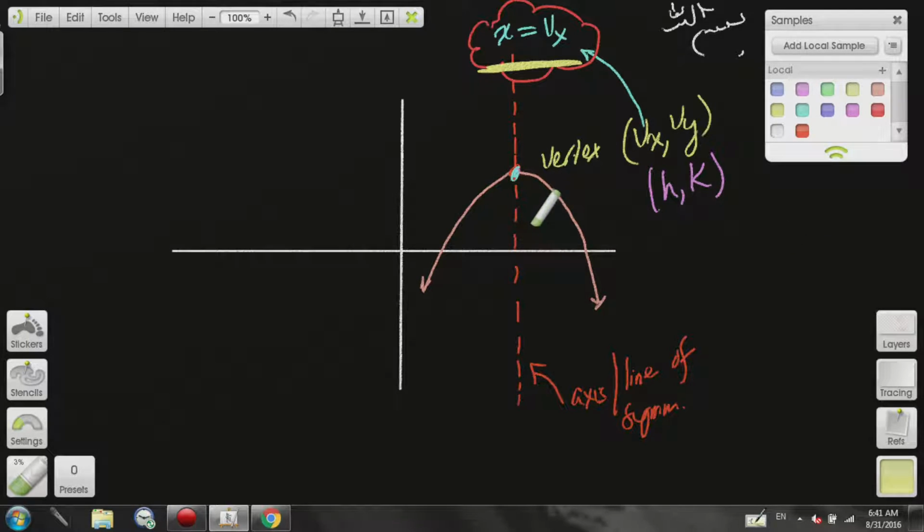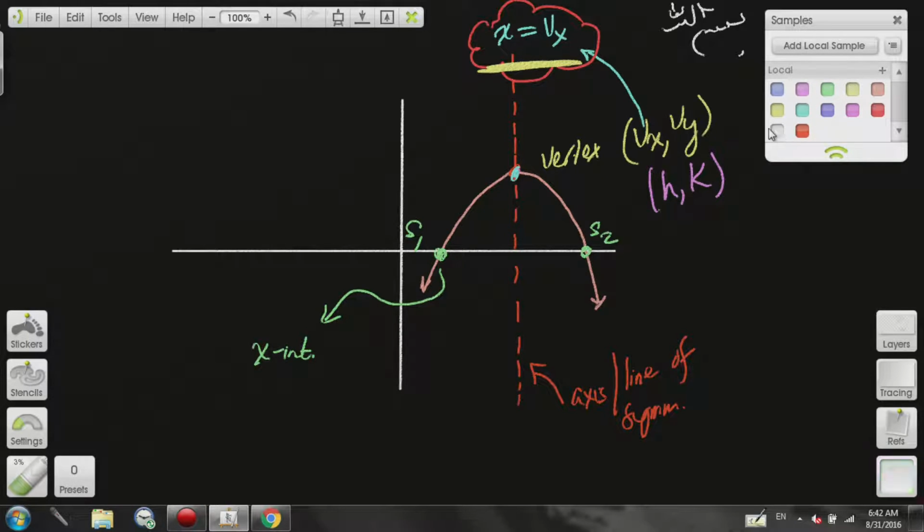Now, the axis of symmetry, of course, divides the graph into two halves. This half is a mirror image of this half. That's easy enough to understand. Now, these two points right here, this point and this point, are the x-intercepts. That's the x-intercept. And if the graph is like this, there are going to be two of them. They're called S1 and S2. Why are they called S1 and S2? I don't know, but that's what they're called. You can call them something else if you like. Those are two x-intercepts.